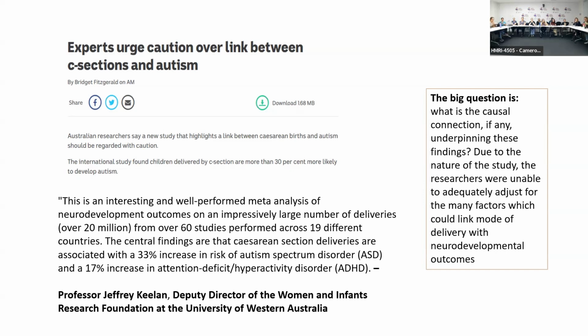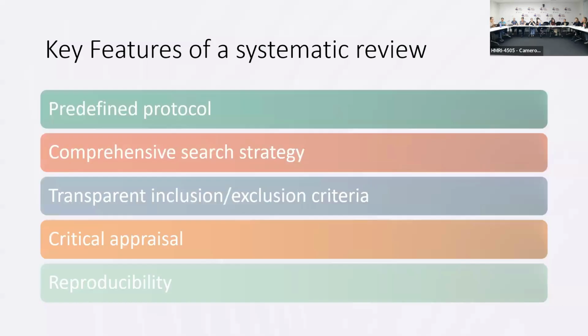But when the media grab those headlines, they're like, well, evidence says this, and it gets a little bit out of hand. So that's probably one of the things of caution in a systematic review. So really think about the limitations that you're putting on your studies.